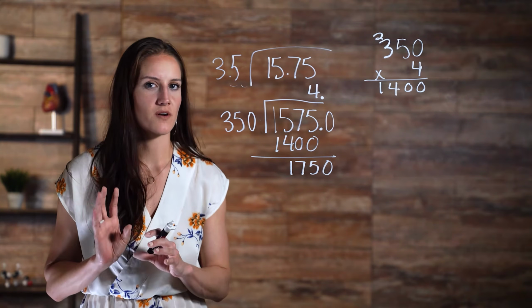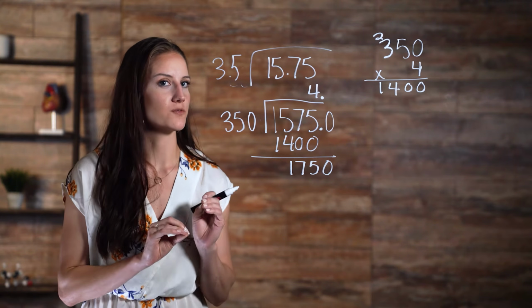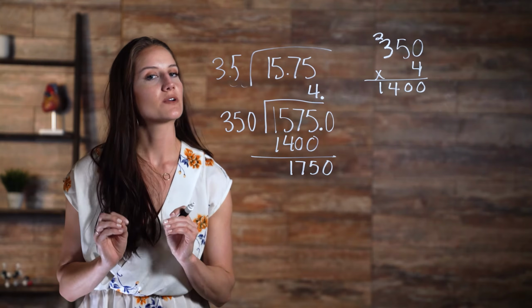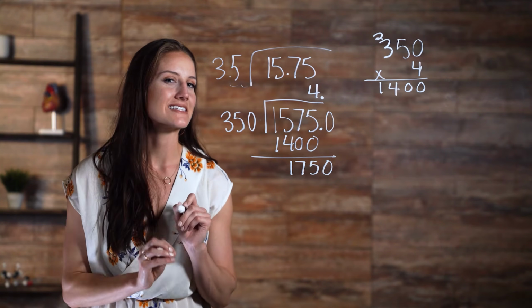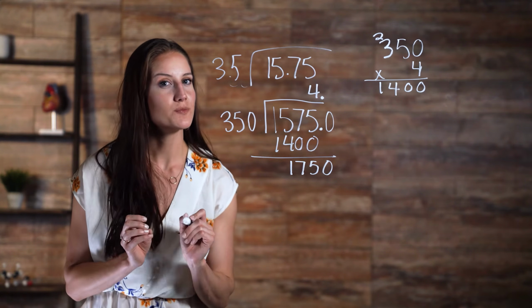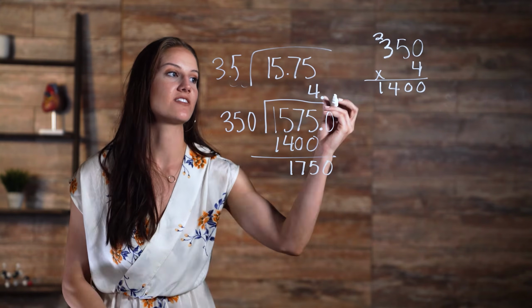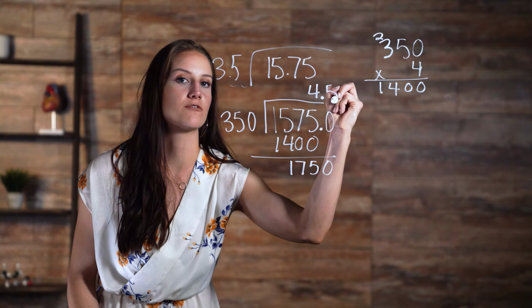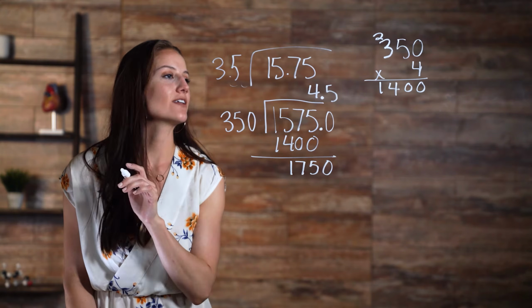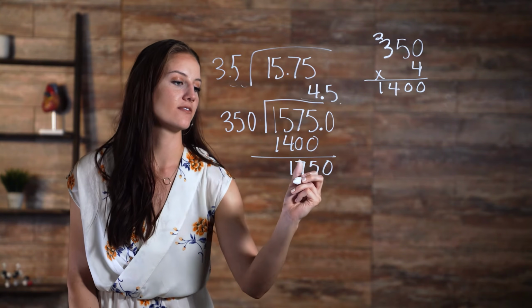Given that we saw before that 350 times 4 was 1400, we can see that 350 times 5 is going to give us exactly 1750, which means that we add a 5 right after the decimal place right next to our 4. This gives us a final answer of 4.5.